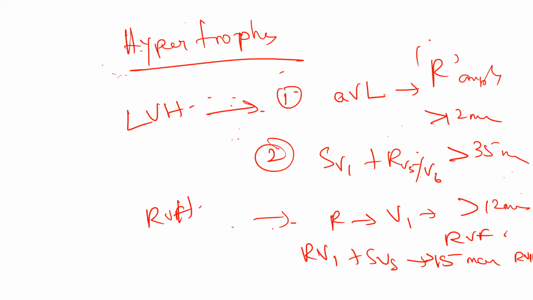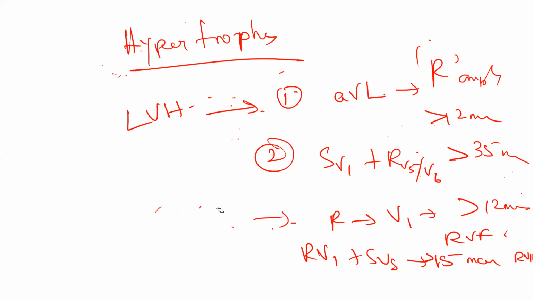Coming to RVH, just look at the R wave amplitude in V1. If it is more than 12 millimeters, it is going to be right ventricular hypertrophy. For LVH it is SV1 plus RV5, whereas for right ventricular hypertrophy it is the opposite: RV1 plus SV5, more than 15 millimeters. And that's it for ECG. You can play with any rhythm they give you in the exam.